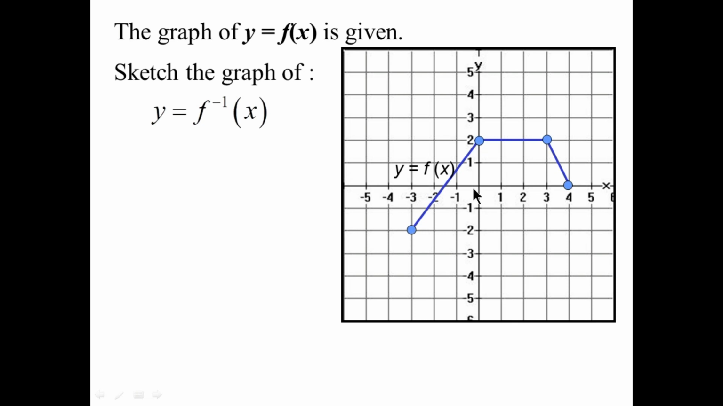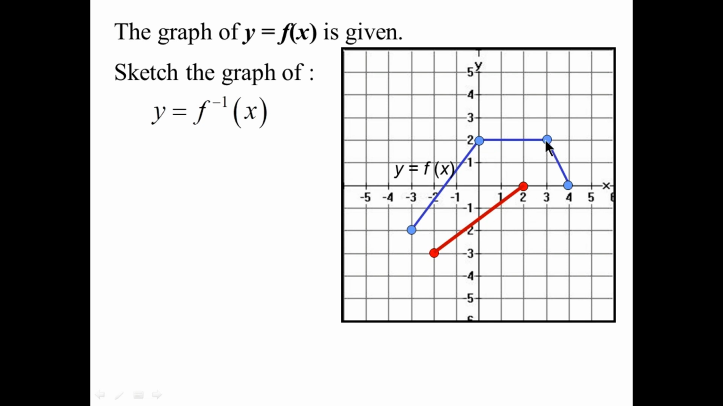We'll examine this point. It has coordinates -3, -2. If we realize that we're going to do the inverse, we'll have to reverse that. So instead of -3, -2, it becomes -2, -3. And that point ends up down here. Working with this point, whose coordinates are 0, 2, reverse them, make it 2, 0. Join them together and go to the next point.